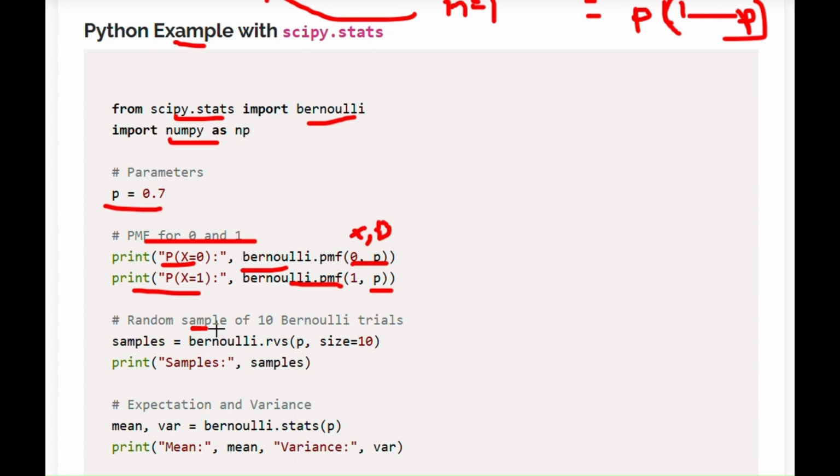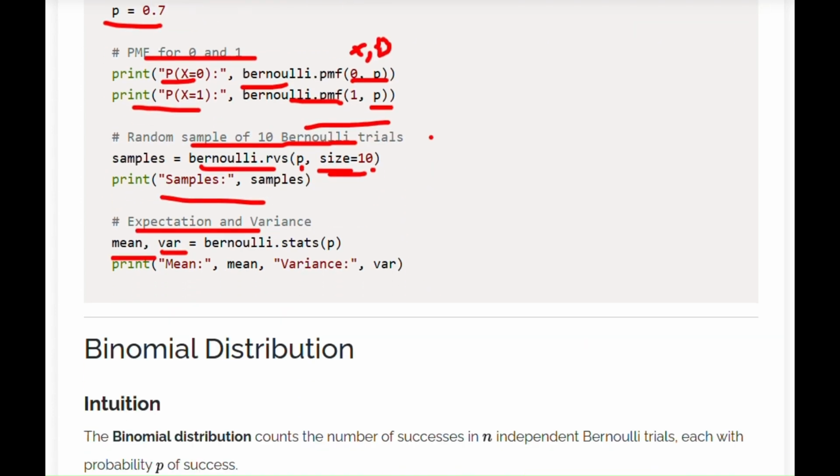To sample 10 random points from the distribution, we use the function Bernoulli.rvs, and we pass the parameter p and size, the number of points that we want. So we want 10 Bernoulli trials, we pass it size equal to 10. The expectation and variance are given by the function Bernoulli.stats. This gives us the mean and the variance of the Bernoulli with parameter p.